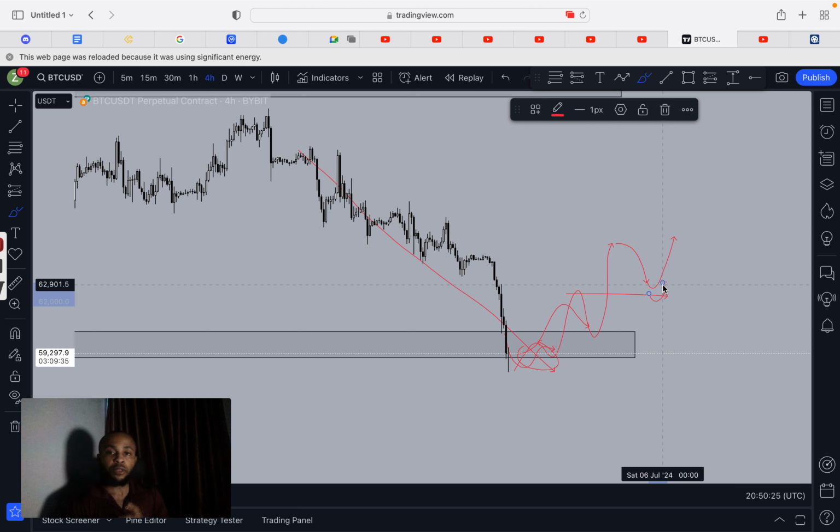Don't forget that anything Bitcoin does is what other coins are going to do. You don't want to be buying other coins when Bitcoin is still selling off. Once Bitcoin starts giving a reversal, then we can start looking into other altcoins, those altcoins that are ready to go to the moon, and start buying most of them.